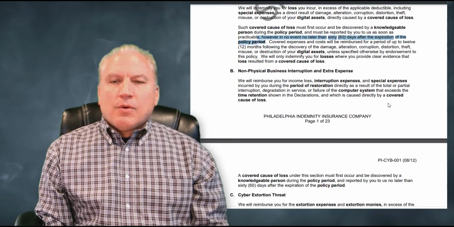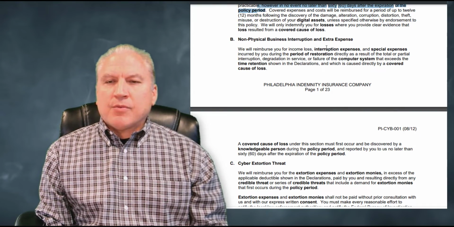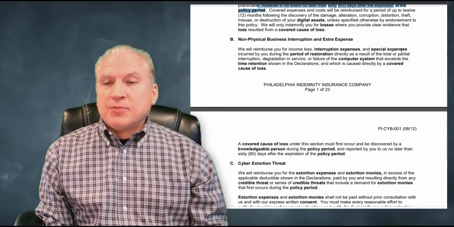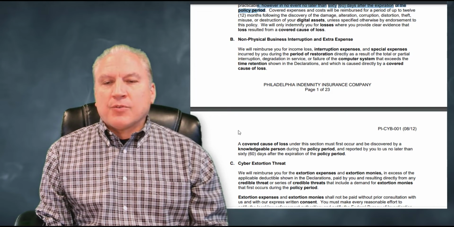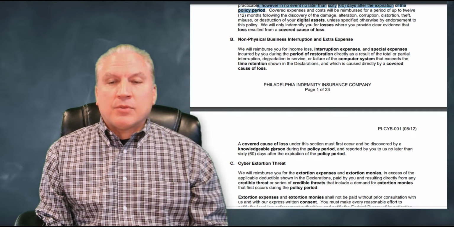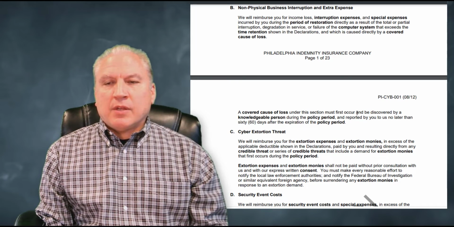So, what about business interruption? We will reimburse you for income loss, interruption expenses, and special expenses. So, if you have to go rent another office space, if you have to go buy new computers, if you lose income, they will cover those special expenses. And you should read your policy to see what those are. Same thing. Covered cause of loss must occur within the policy period.